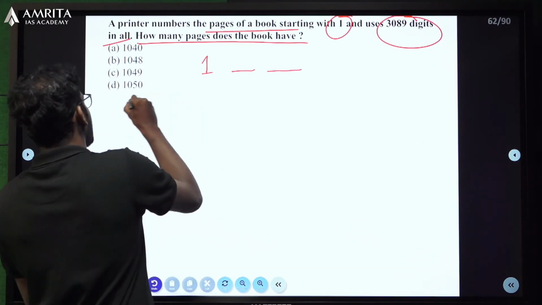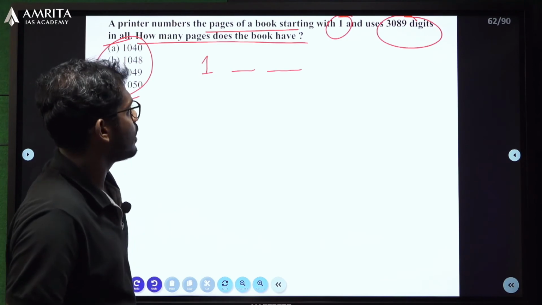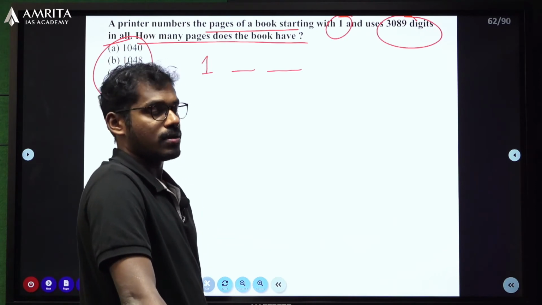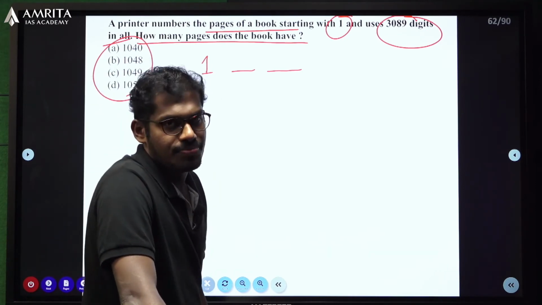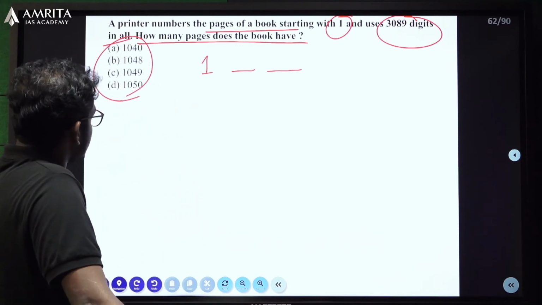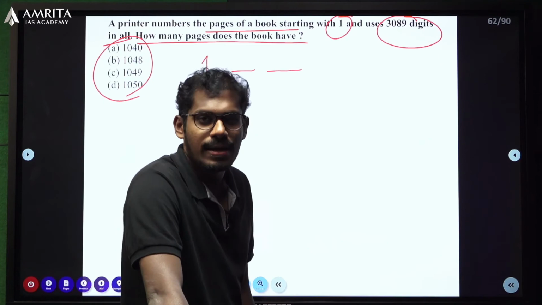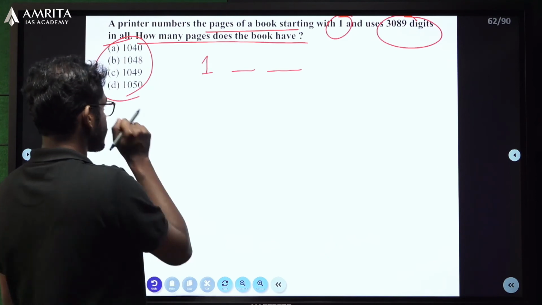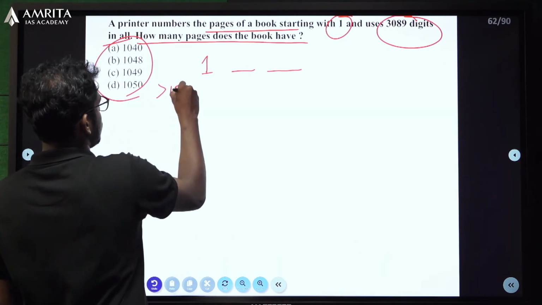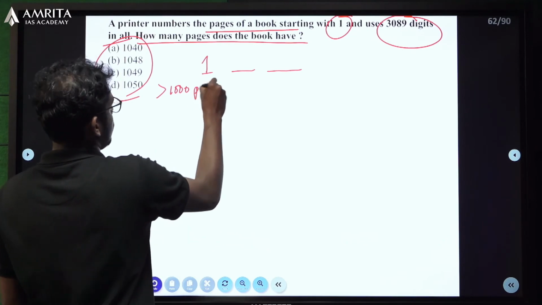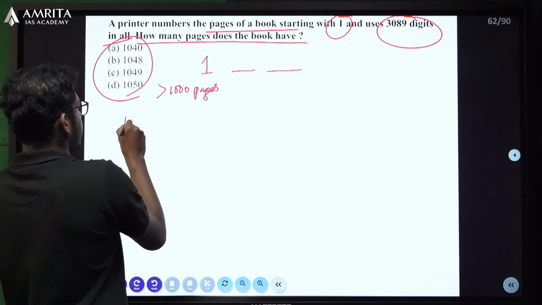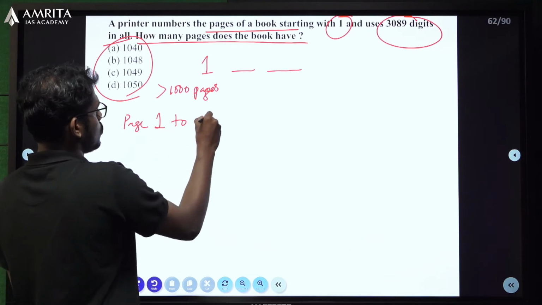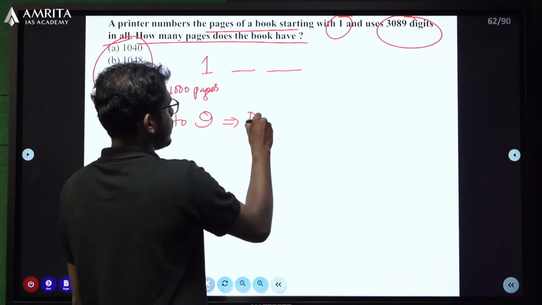Okay. Before working on the problem, let's first check the options. All the options are above 1000. One is 1000, 1040, 1048, 1049, 1050, which means that more than 1000 pages are printed. Clear? Okay. So more than 1000 pages. Clear? So till page 1 to 9. Page 1 to 9. How many digits are there?